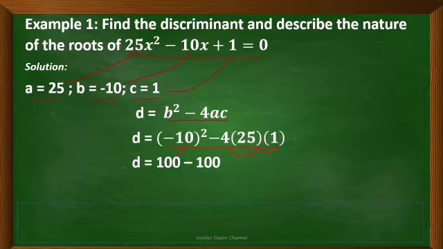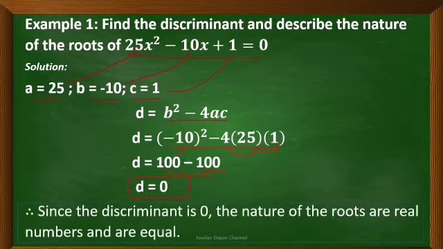The answer also is 100. Subtract 100 minus 100, and that is equal to 0. So it means that the discriminant is equal to 0. Since the discriminant is 0, the nature of the roots are real numbers and are equal.